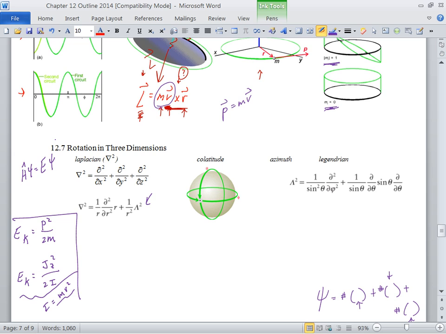In the angular part, they call it the Legendrian, right? Look how beautiful this is getting. And you don't have to write all this stuff out if you don't want to. This is all in the other handout. But the Legendrian is all the angular component.